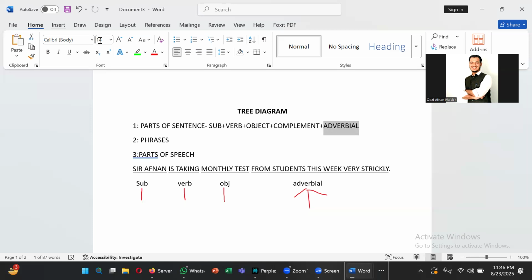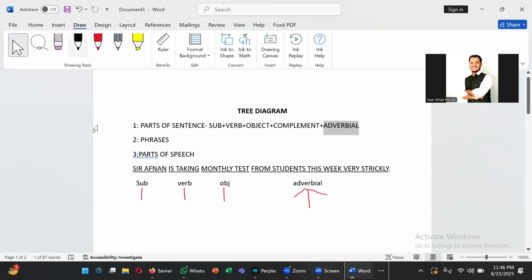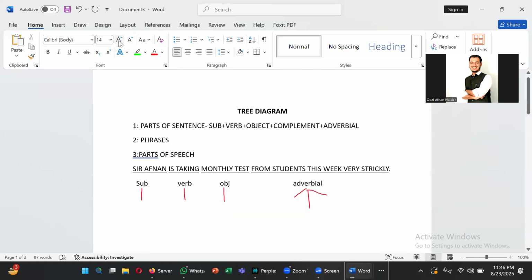Now, if I go ahead towards the second step of a tree diagram, that is called phrases. In phrases, we have Sir Afnan as a noun phrase. What is a noun phrase? A combination of words which functions as a noun. So Sir Afnan here is a noun phrase.